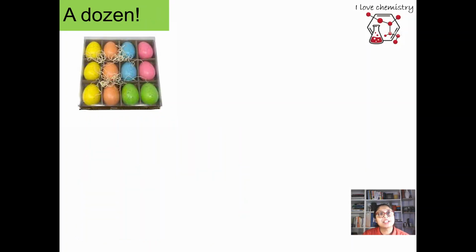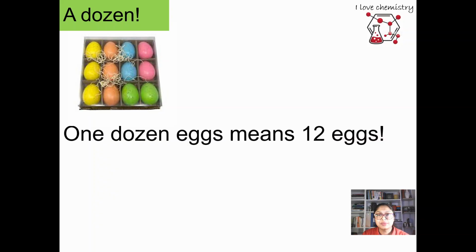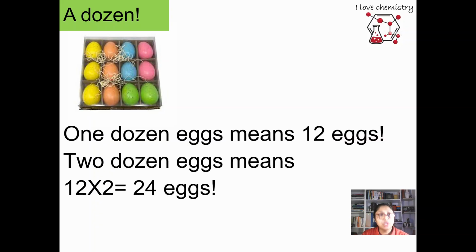A mole is like a dozen. Tell me how many eggs in a dozen? 12, isn't it? 2 dozen eggs means 12 times 2, 24 eggs. Good work.